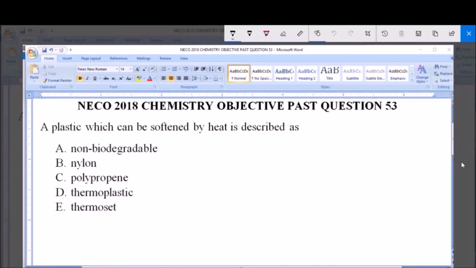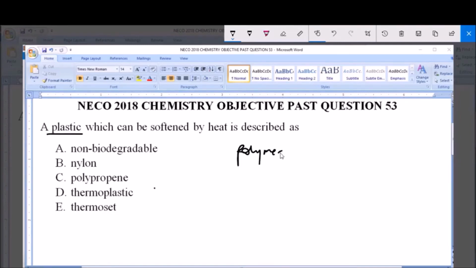I will be answering NECO 2018 Chemistry Objective Past Question 53. A plastic which can be softened by heat is described as: A. Non-biodegradable, B. Nylon, C. Polypropylene, D. Thermoplastic, and E. Thermoset. And like we know, a plastic is a polymer.